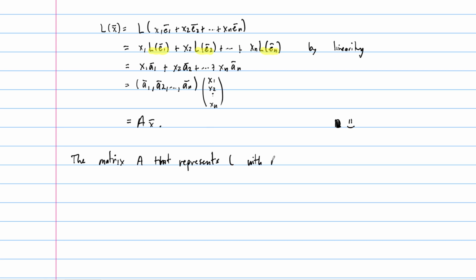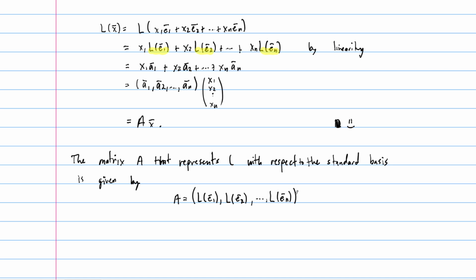This is how we've defined the matrix. We don't have to say too much about this, but it is important though. With respect to the standard basis, the basis always matters. So this is given by the following formula. This matrix A is the matrix whose columns are L applied to the basis vectors of the domain space, of Rn. So it's L of e1, L of e2, all the way up through L of e sub n. And we just collect those vectors into a matrix. Those become the columns of our matrix A.